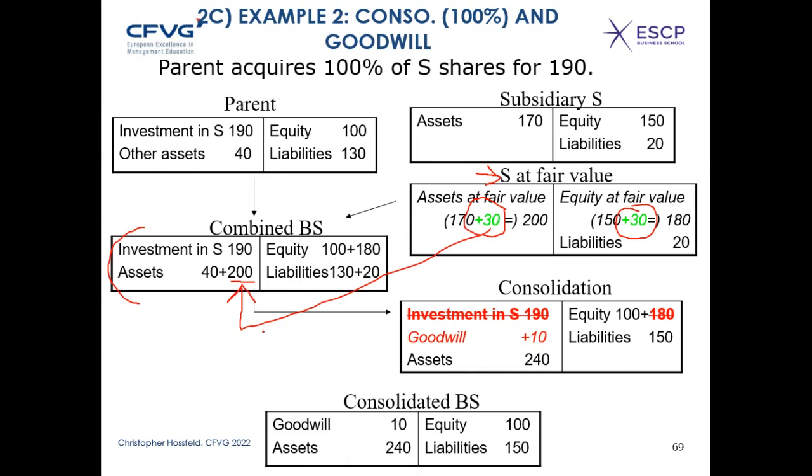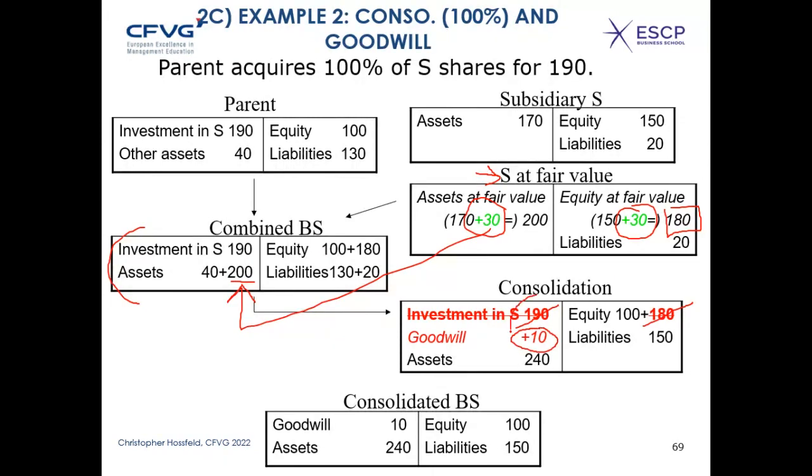Then I check in my combined balance sheet what is internal. The investment is internal. The fair value of equity here, the 180, is not provided by outside shareholders, but by the parent company, and therefore is also internal. So I need to cancel that. But obviously it's not balanced, because I delete 190 on the asset side, I delete only 180 on the liability side. That's not balanced. Why not? Because goodwill is missing, and therefore I will now also introduce goodwill plus 10.